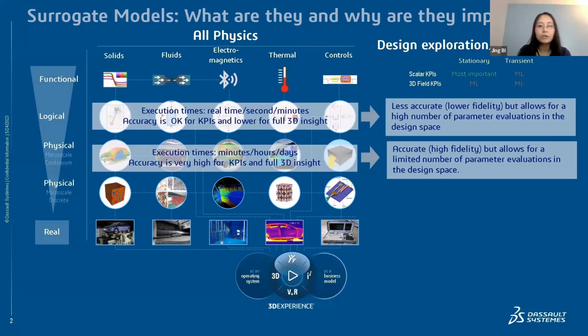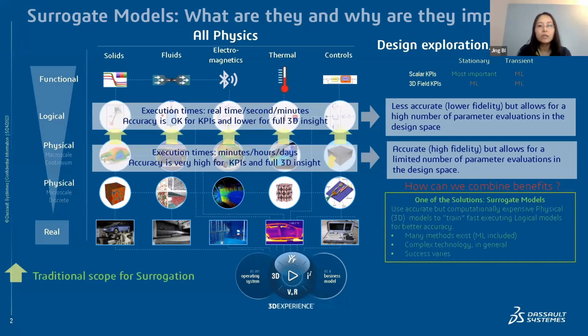Logical level simulations execute in seconds or minutes, but are of lower fidelity. To combine the benefits of multi-scale simulations, surrogate models derived from these expensive 3D models could massively reduce execution times to seconds or interactive times, allowing a high number of parameter evaluations in the design space.